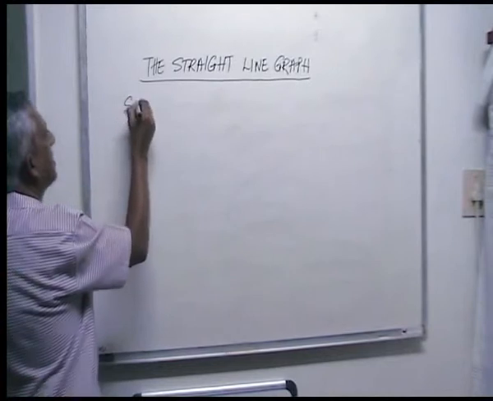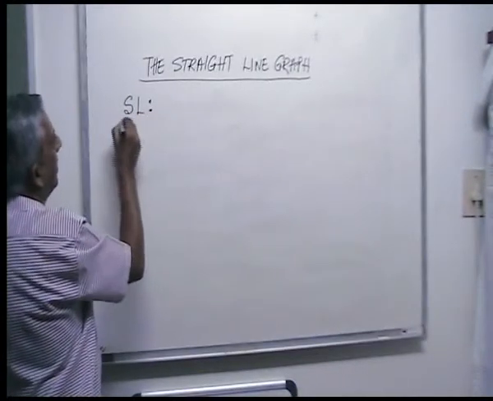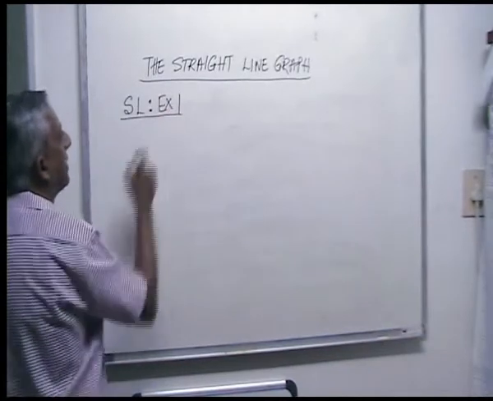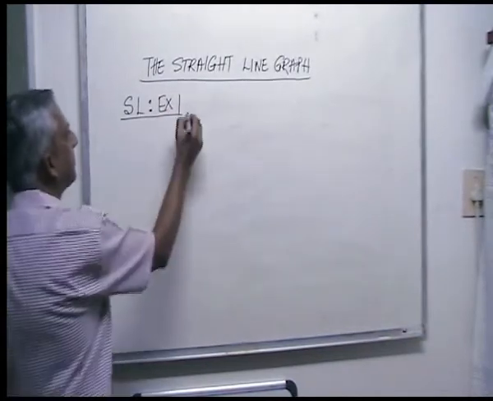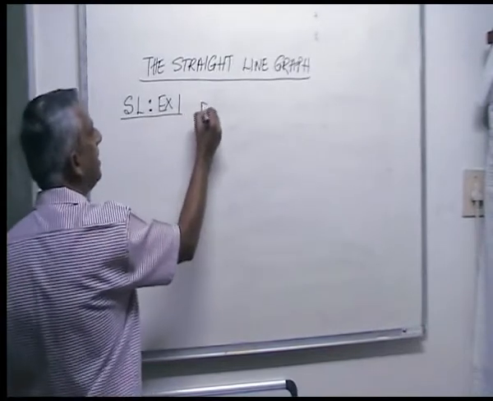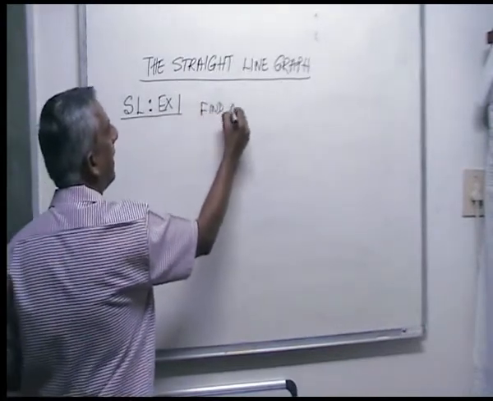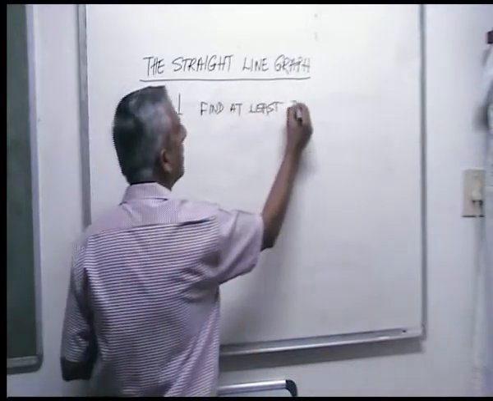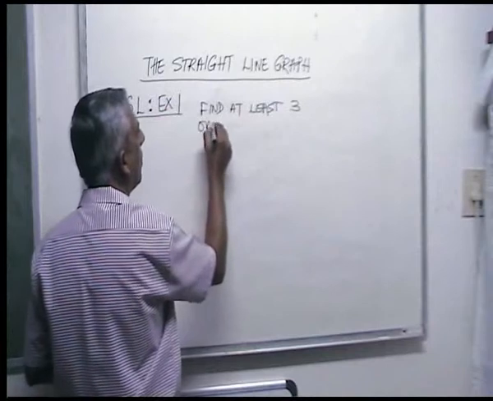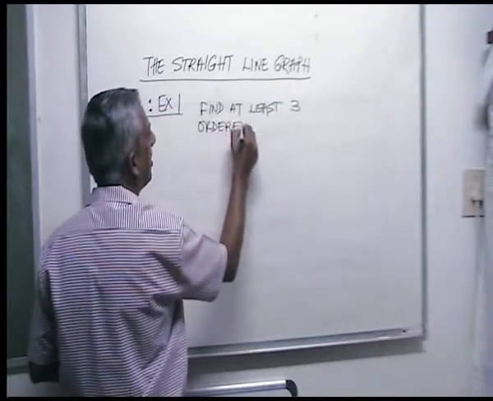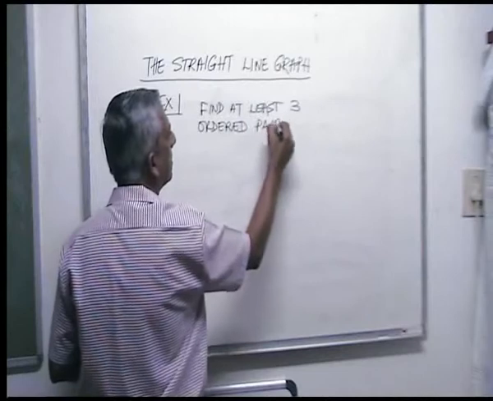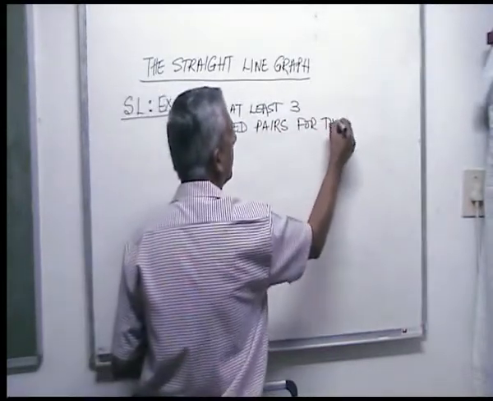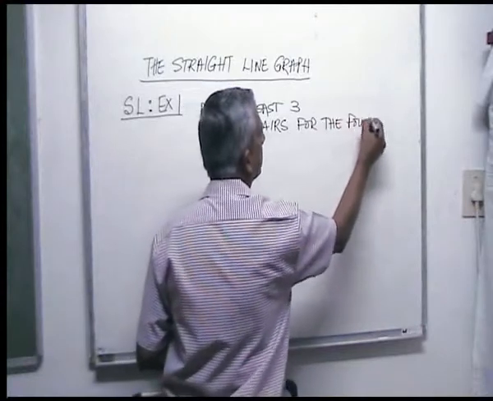So now we're dealing with straight line graphs. So that's why I write SL here. Exercise 1. Straight line, exercise 1. Find at least 3 ordered pairs for the following.